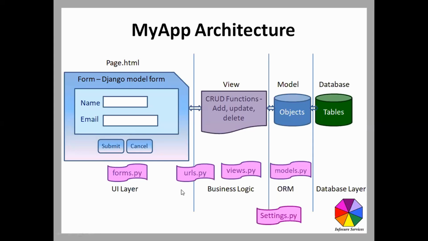Where is it done? That's done in the urls.py. Conceptually I understand this is the URL's path. It will say the URL path is equal to which view.